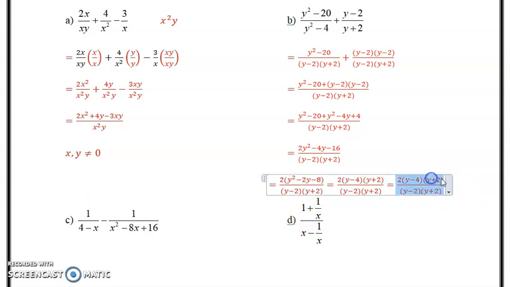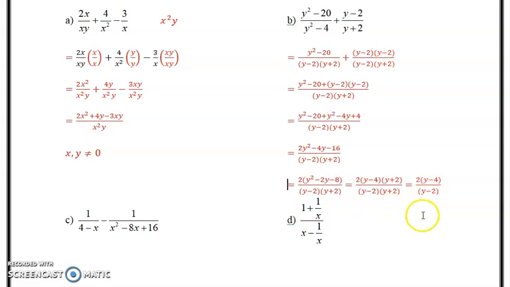And the y plus 2 is gone, it divides out. Okay, and y plus 2 divides out, and there's your final answer. And that can't be simplified any further.